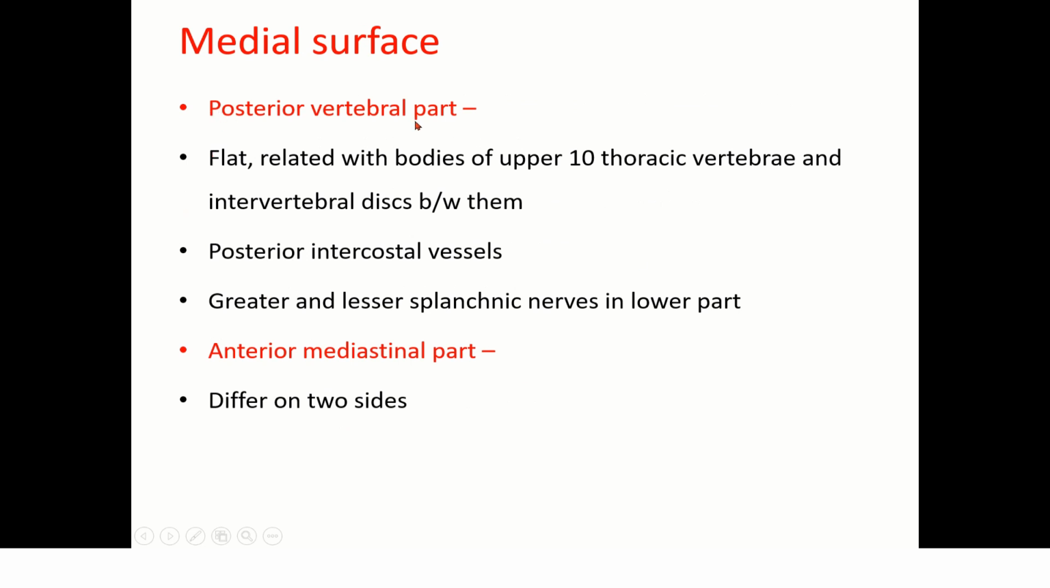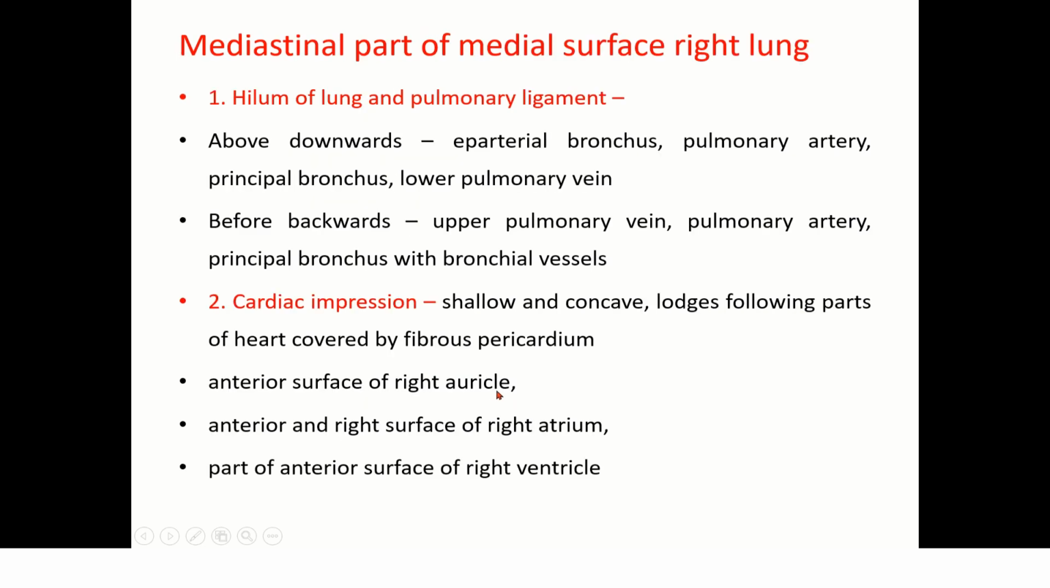Medial surface: it has two parts. The posterior vertebral part is flat, related with the bodies of the upper 10 thoracic vertebrae and the intervertebral discs between them, posterior intercostal vessels, and greater and lesser splanchnic nerves in the lower part. The anterior mediastinal part differs on the two sides.